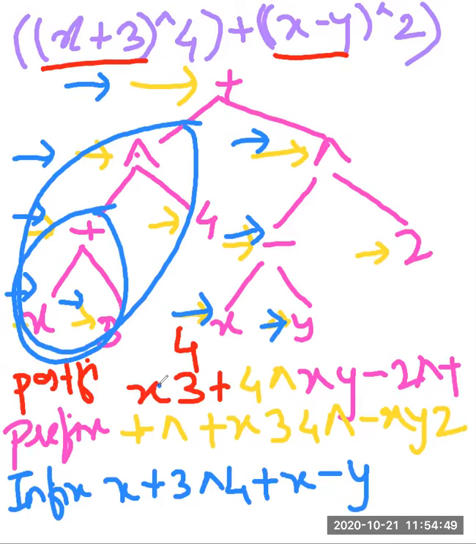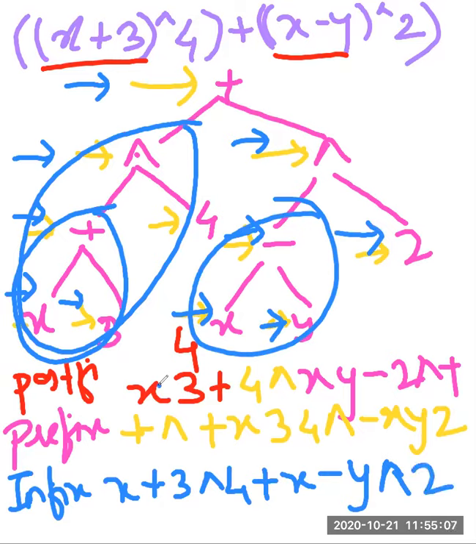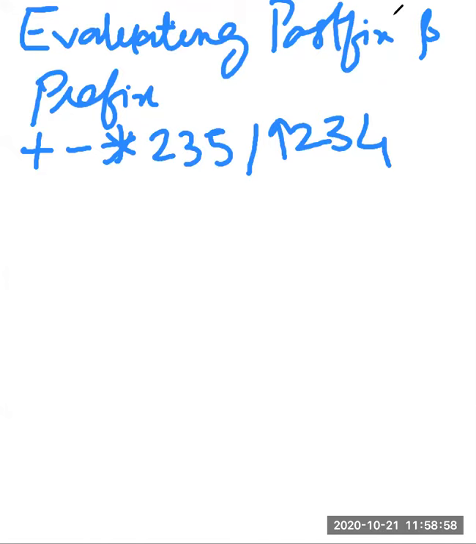Any more subtrees of exponent? So mark exponent to be visited because all its left subtree is visited. Any more subtrees for exponent? Yes, 2. Any more subtrees for 2? No. So mark 2 to be visited. So this gives us the infix notation. So to evaluate a prefix expression, scan the expression from right to left.